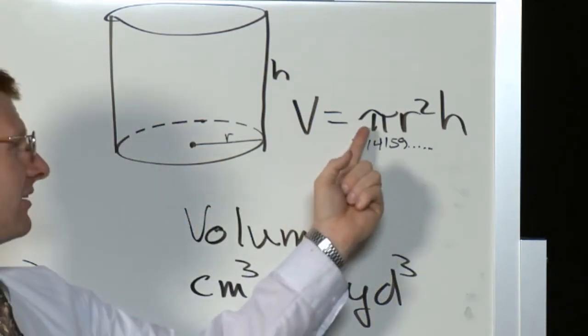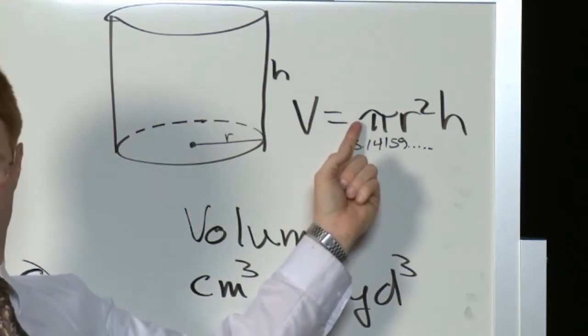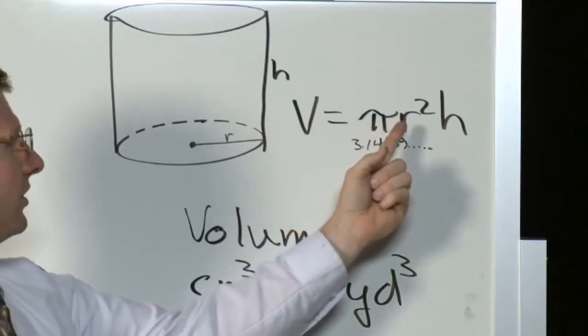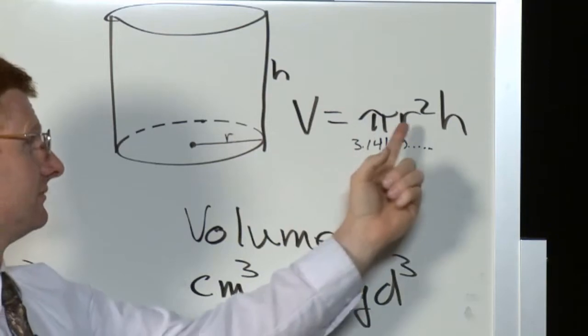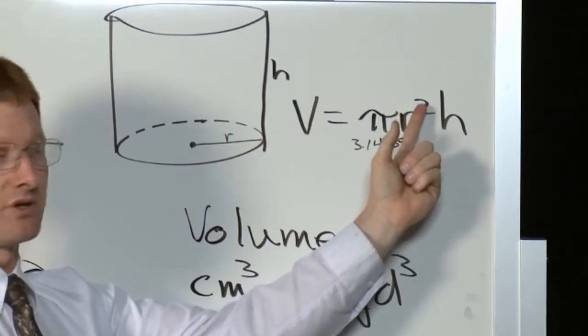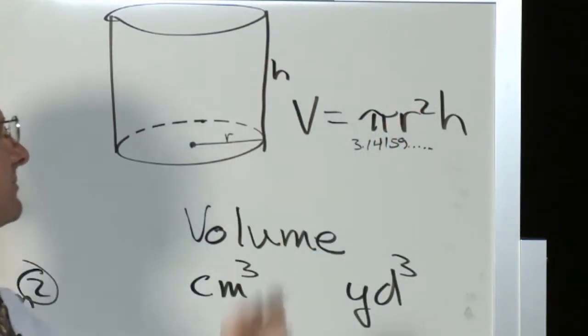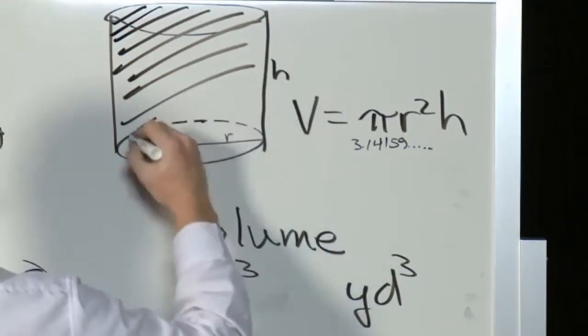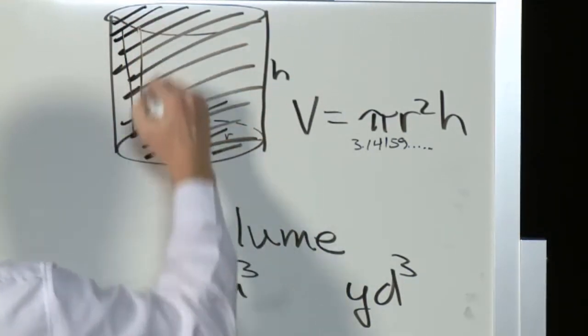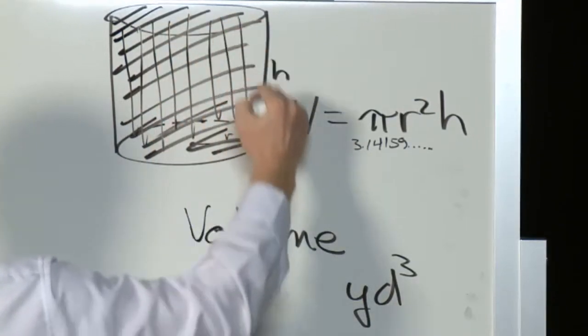That number right there is a constant that was discovered long ago that we'll talk about in just a minute. We're going to take whatever radius they give us, like 7, and square it. So 7 squared is 49 times that, and then we would times it by the height. And what that would do, that would tell us how much would fill up this whole thing.